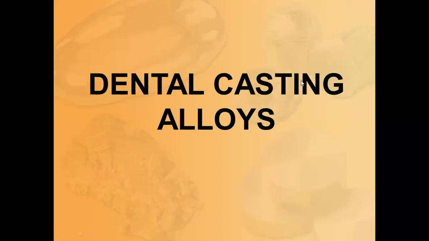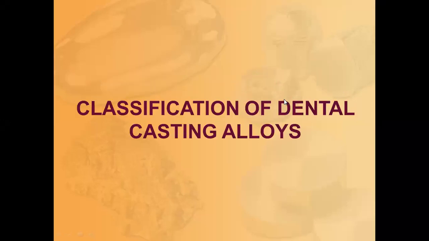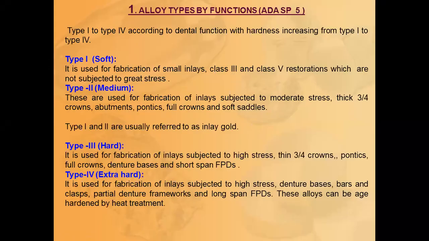Today we'll discuss dental alloys. First, classification of dental alloys. Alloy types by their function. ADA specification number 5: there is a type 1, type 2, type 3 and type 4 alloy.